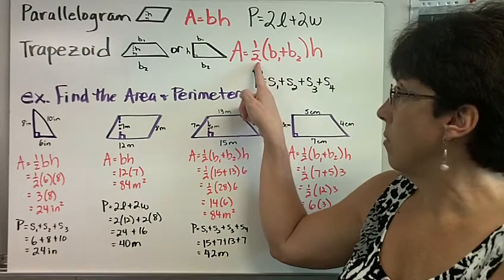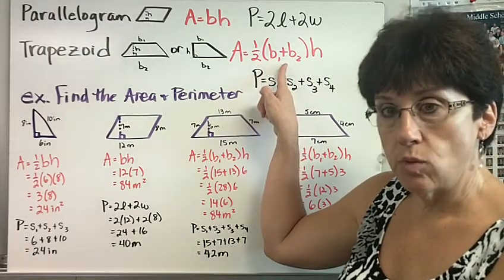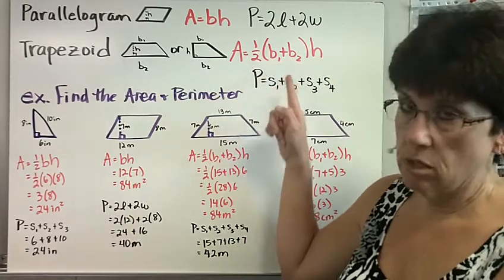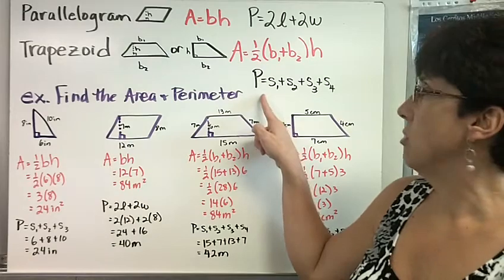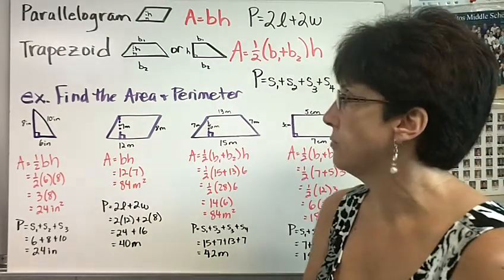Because we're saying that was 1/2 base times height. This 1/2 base 1 plus base 2 is finding the average of the bases. So it's a little bit different, okay? The perimeter, we just add all four sides. Side 1 plus side 2 plus side 3 plus side 4.